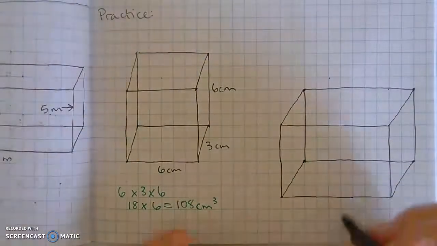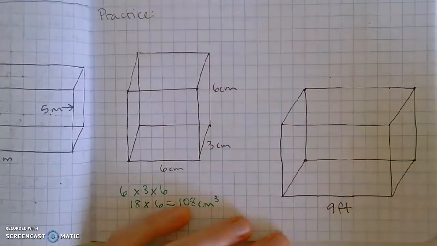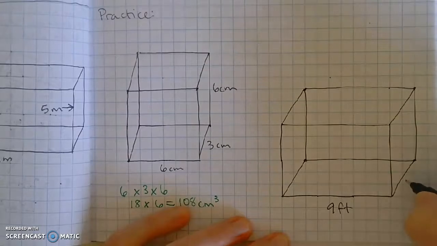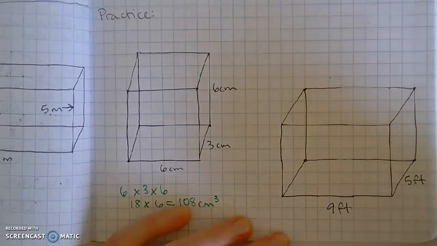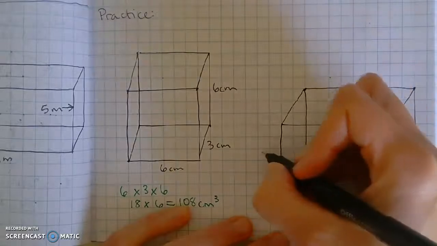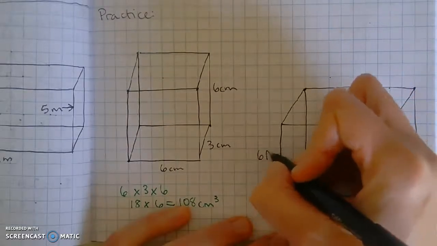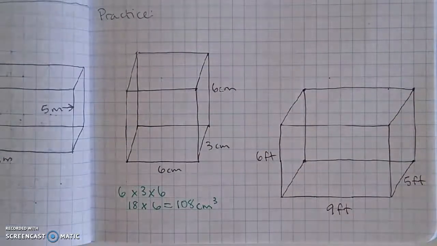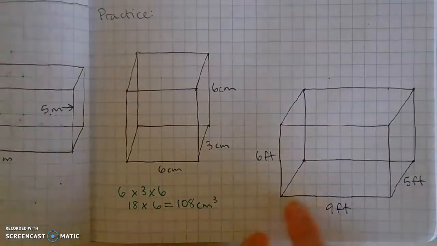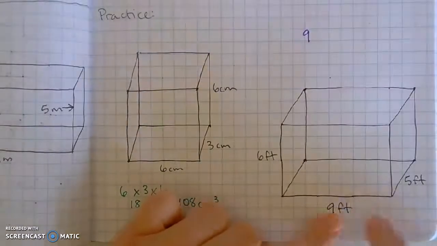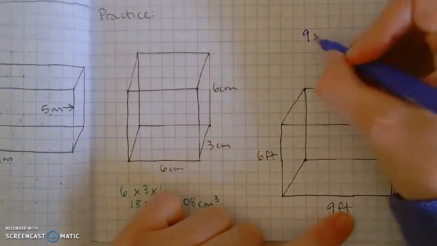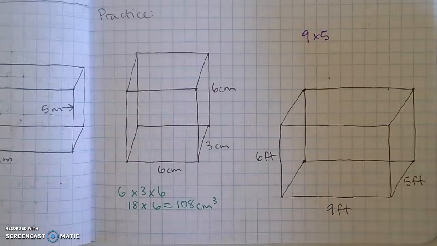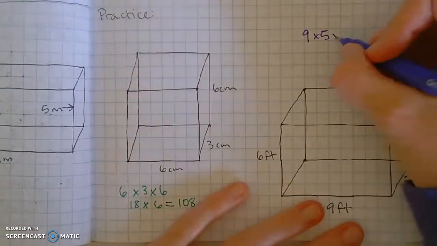All right, so we had 9 feet is that side. The width is going to be 5 feet. And my height is going to be, let's do it right here, 6 feet, okay? So again, the algorithm for this is going to be length times width times height. So I'm going to do my length first. 9 feet times the width, which is 5 feet, times the height, which is 6 feet.